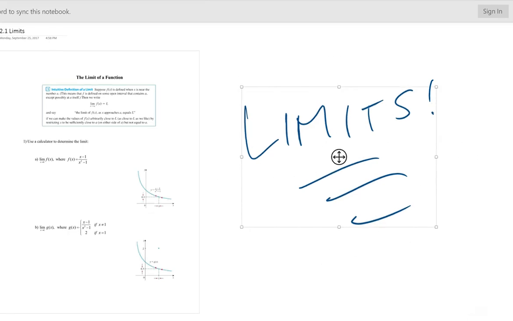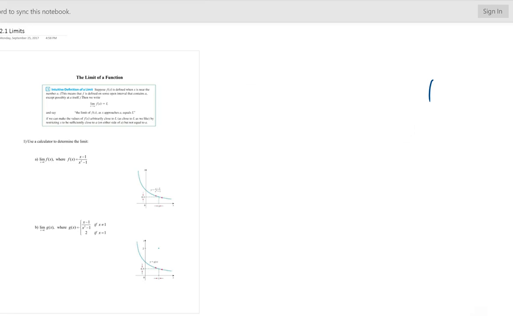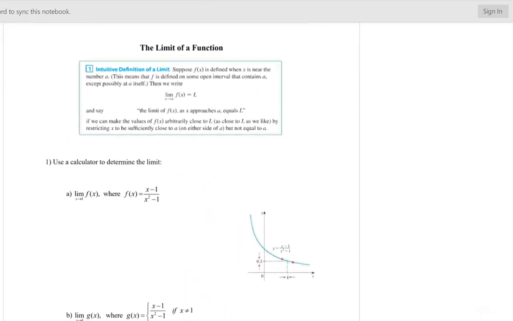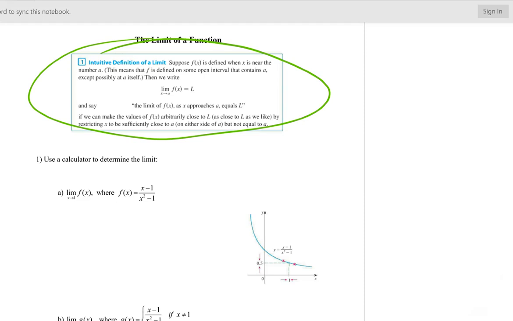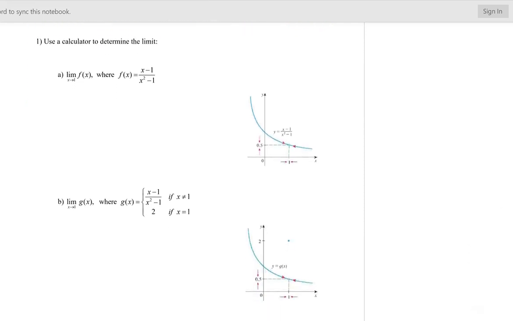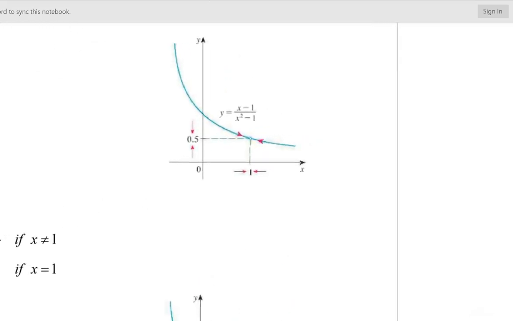A lot of people will skip this stuff. Nobody skips it, but it deserves a lot more attention than it usually gets. Let me just put it that way. So before we get to the definition of a limit, I just want to show you what the idea is here.